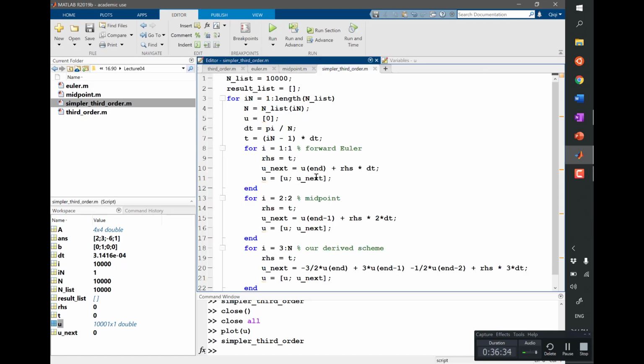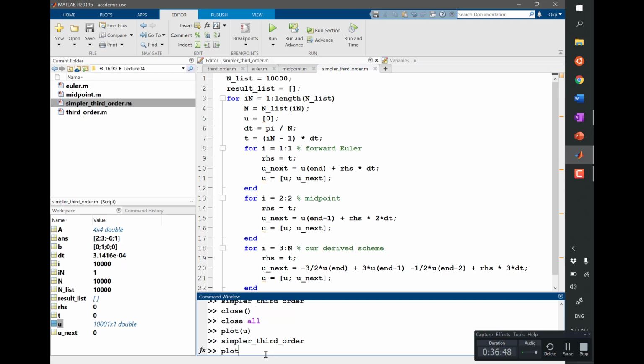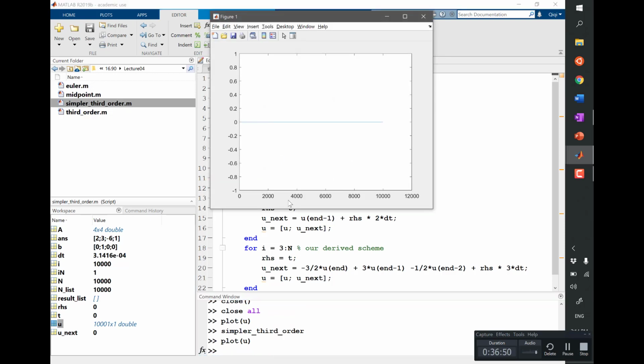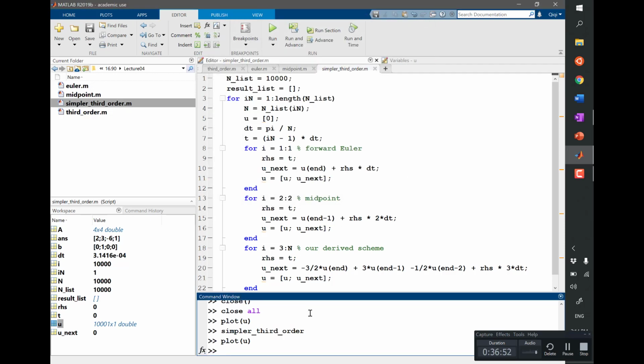Anybody spotted the bug somewhere? u next is u n plus right-hand side plus. I'm going to plot u and see what happens. It's still 0, huh? Okay, what is my t? Well, t is 0. dt is not 0. n is 1.